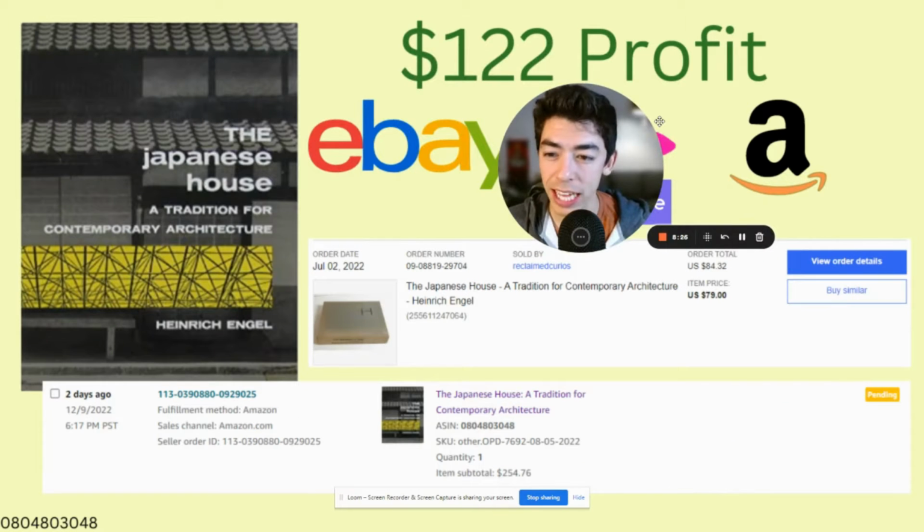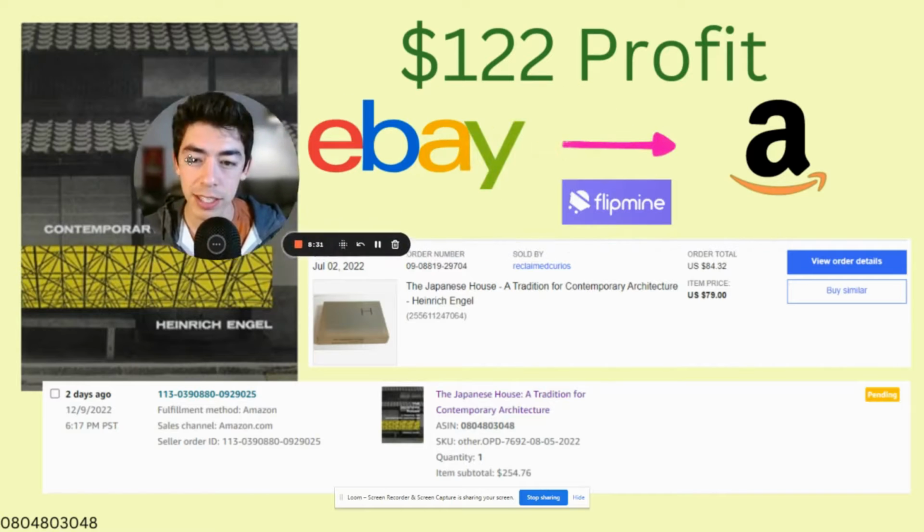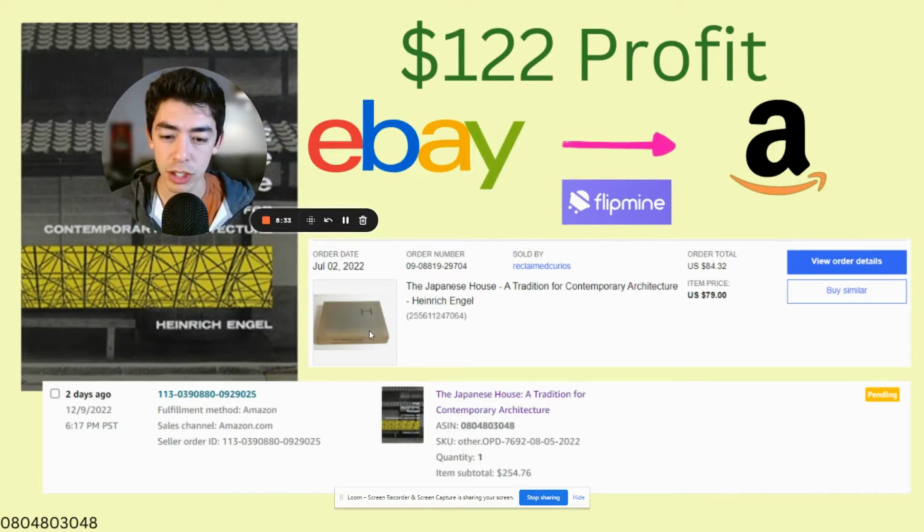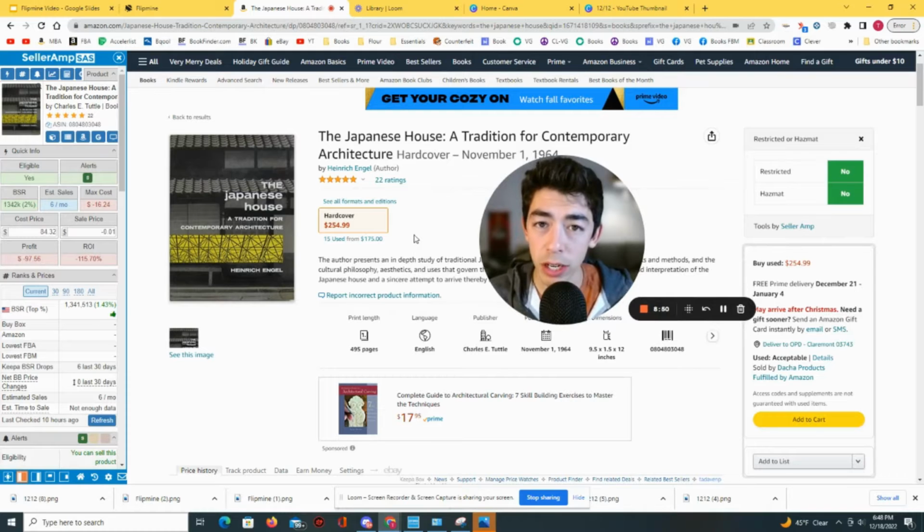The second book we're going to look at is called The Japanese House. I purchased this on eBay for $84.32. You can actually see that it didn't even come with the dust jacket, but I ended up selling this book on Amazon for $254.76. So again, let's jump right into the Keepa chart so I can show you why I bought this book. Here's the product listing for this book.